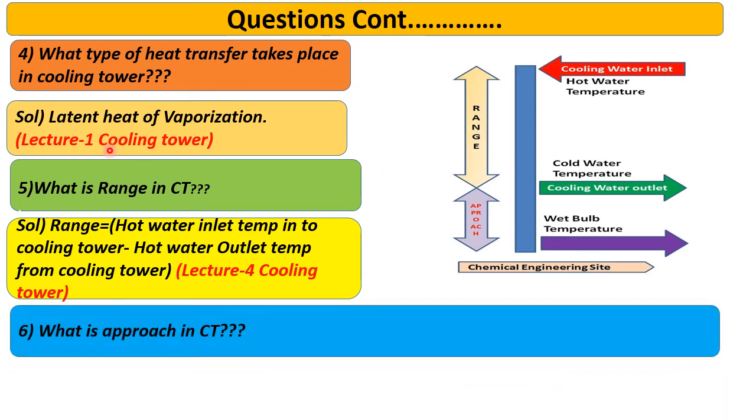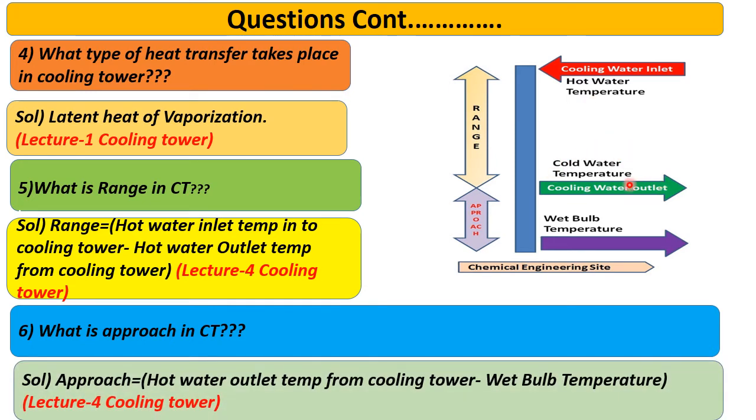Next question is, friends, what is approach in cooling tower? Friends, approach is basically the difference between the cooling water that is going out of the cooling tower minus the wet bulb temperature. So friends, that is basically the approach. Here you can see that approach is cold water outlet temperature minus wet bulb temperature of the cooling tower.